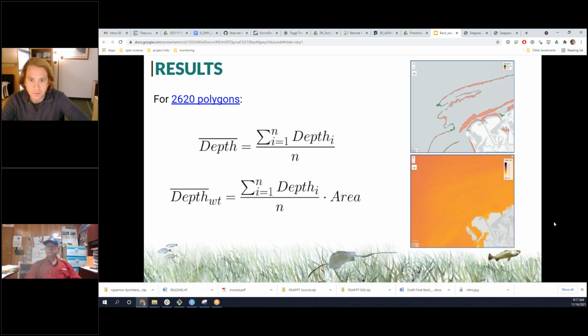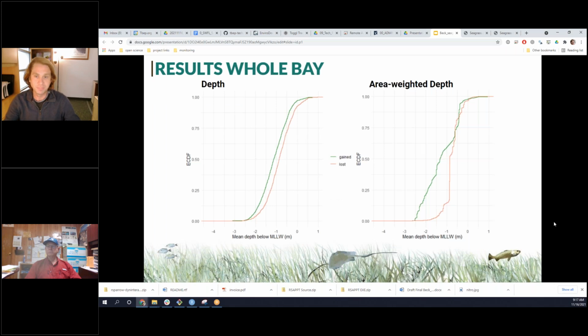But for all of those thousands of polygons, if we're going to roll that up to a bay-wide scale, this is the result that we see. So what we're looking at here is an estimate of the change in depth averages for all the polygons where we had seagrass lost in 2020 and all the polygons where we had seagrass gained in 2020.